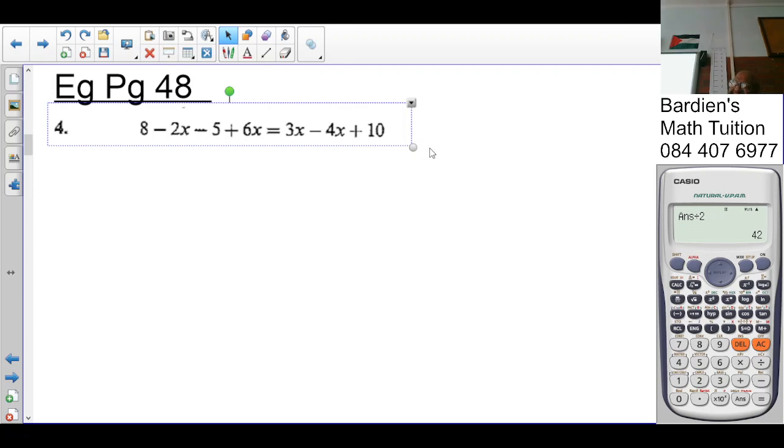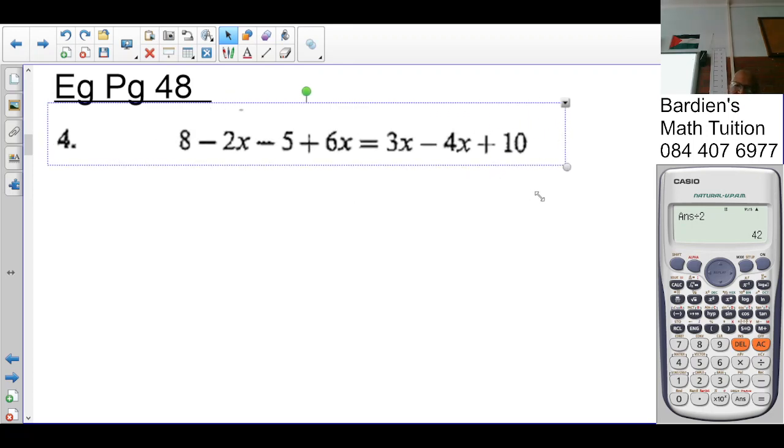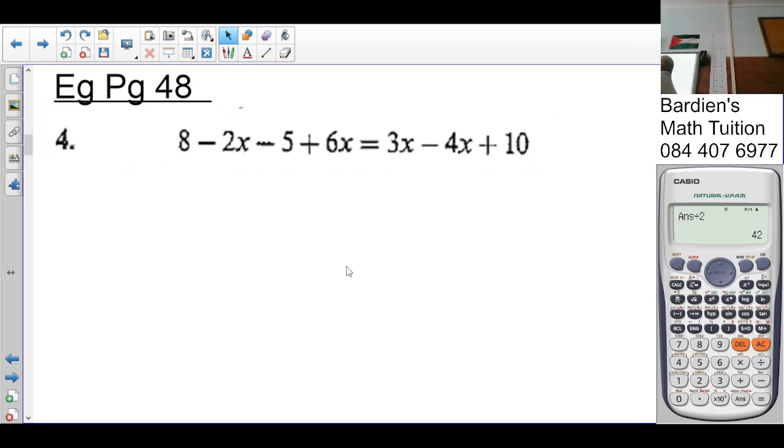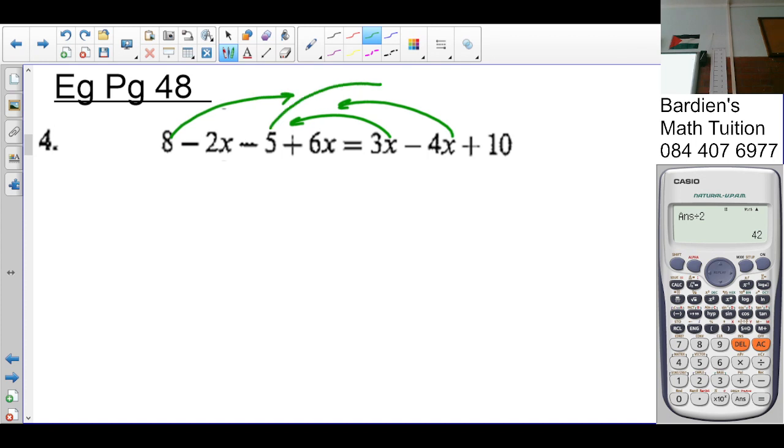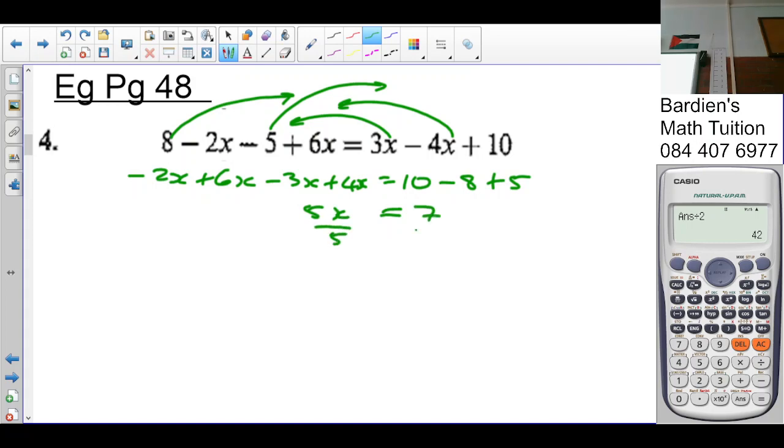I just needed to show you that. Right, so let's do this quickly. X is one side, numbers are the other side. So you've got negative 2x plus 6x minus 3x plus 4x equals 10 minus 8 plus 5. So that's going to give us 5x equals, 10 minus 8 is 2, plus 5 is 7. Divide by 5 both sides. Okay. You got it right?